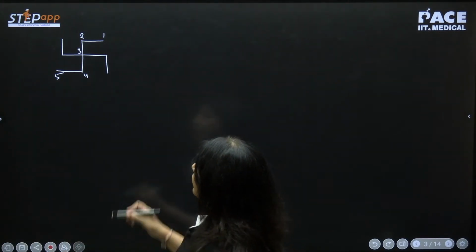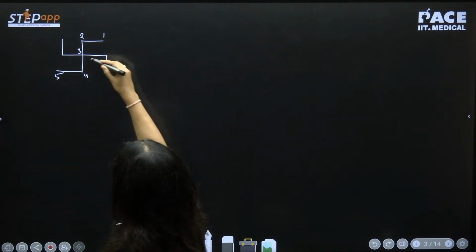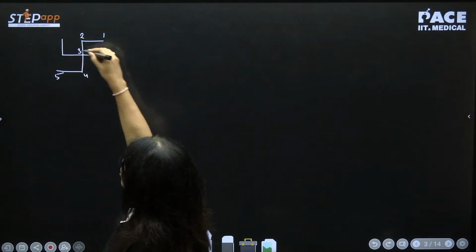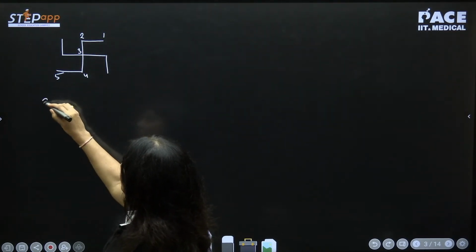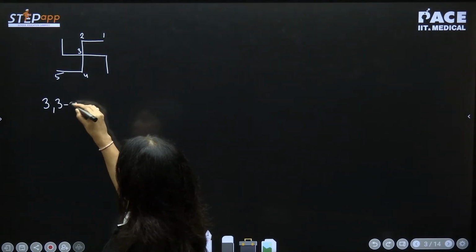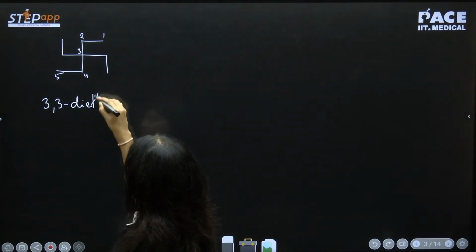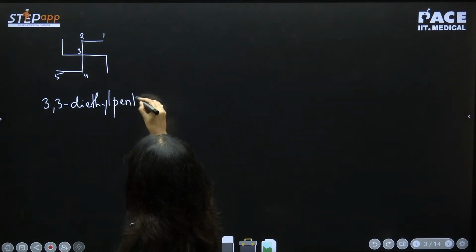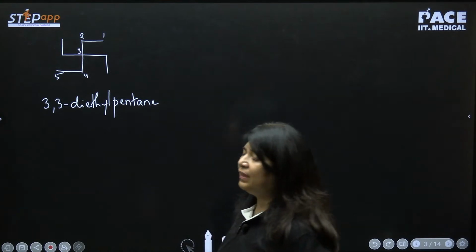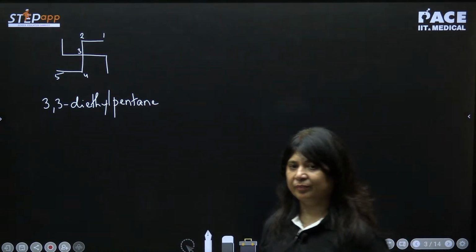On the third carbon atom, there is one branch here and one branch here, each of 2 carbons. So it's an ethyl group and ethyl group. So third carbon has 2 ethyl groups, so diethyl. 3,3 diethyl pentane.